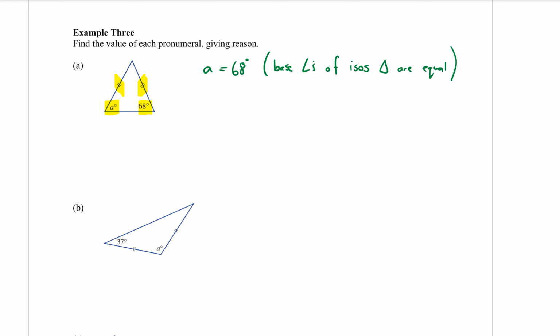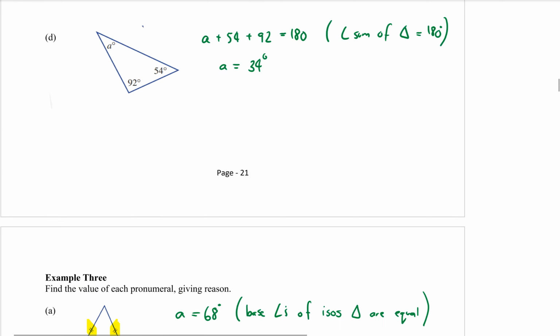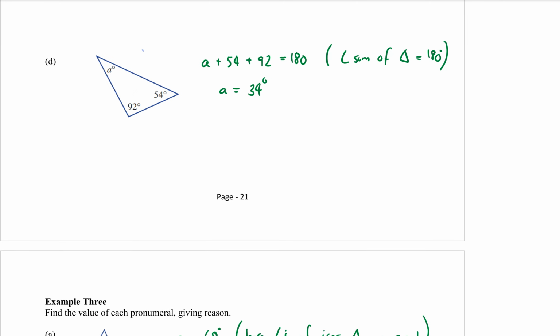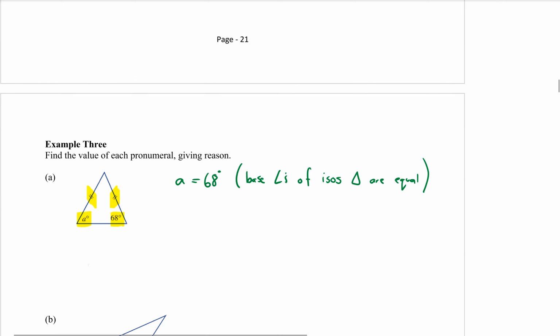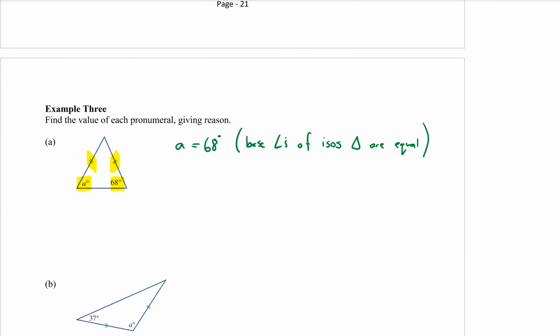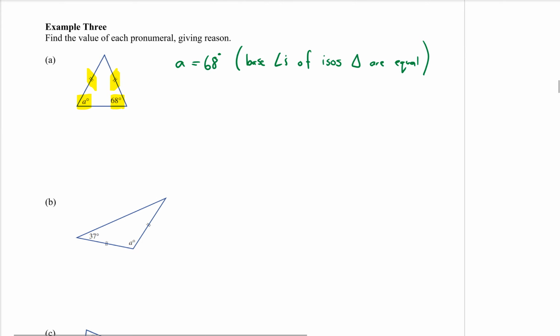write a reason, there's always two parts to the reason. There is the name of the property and what it means. So when you have an angle sum of a triangle, the name of it is angle sum of a triangle, and what that means is that it's equal to 180 degrees. When we have these base angles of isosceles triangle, what that means is that those angles are equal. And you'll see that pattern in all the reasons that we give. And that's it. A is equal to 68 because base angles of an isosceles triangle are equal.